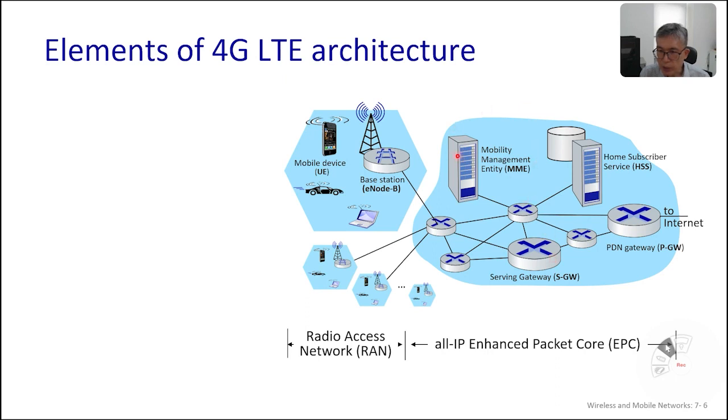It consists of the Mobility Management Entity (MME), the Home Subscriber Service (HSS), and we have two gateways. The first one is the serving gateway, SGW, S gateway, and the other gateway is the PDN, Packet Data Network Gateway, PGW, P gateway. All access network and core network elements are IP. It is called an all-IP network.